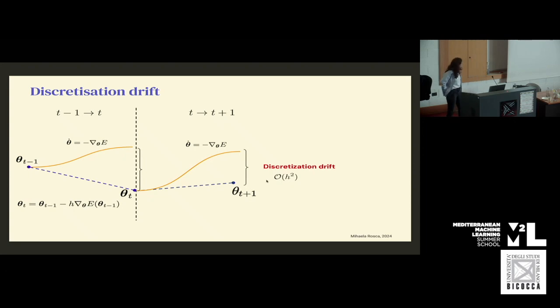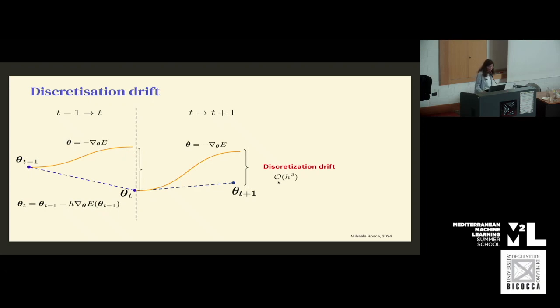Well, it means that if I ask what the gradient flow would have done in time h, it would have been here. What does the gradient descent update do? Well, it ends up here. This error, which we introduce again because our computers are not continuous, is of order h squared. This is very much in line with our intuition. We've seen that if the learning rate is very small, then this discretization error is smaller.